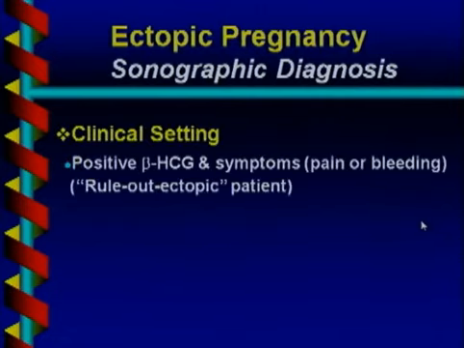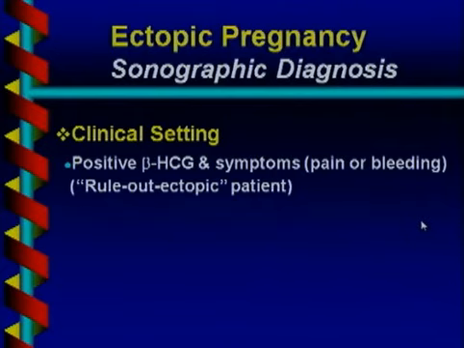So let's now get into the sonographic diagnosis. We'll first start talking about some of the basics before we get into some of the more advanced aspects of diagnosing ectopic pregnancy. The clinical setting in which we do ultrasounds to look for ectopic pregnancy are women who have a positive pregnancy test. In other words, a positive beta HCG test. That's the serum pregnancy test.